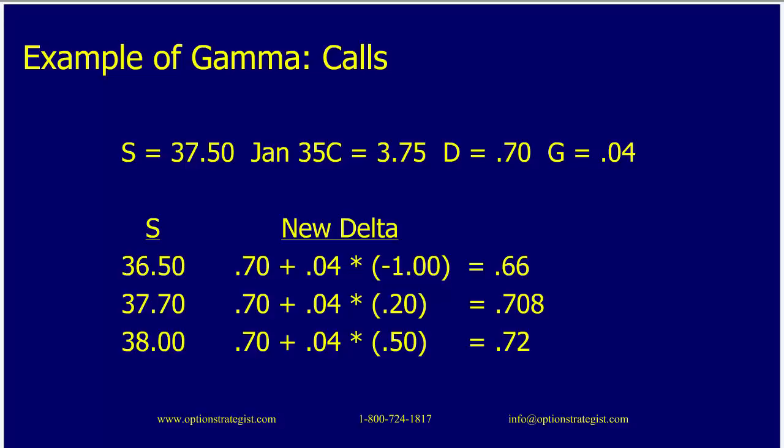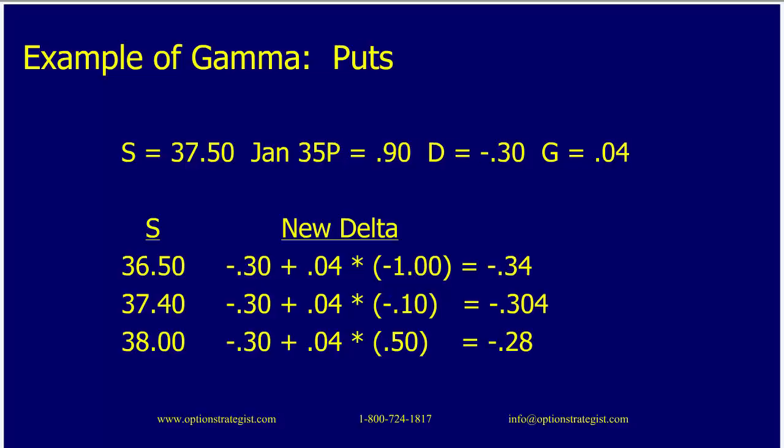If the stock went up 20 cents, we'd end up with a new delta of 0.708. Most of the time you just see it as 71, but I wanted to show the calculation. And if the stock went up 50 cents, this is how we do the calculation. Our delta would go to 72. Okay, and I think there's one more example.